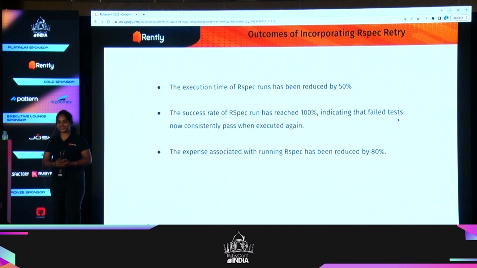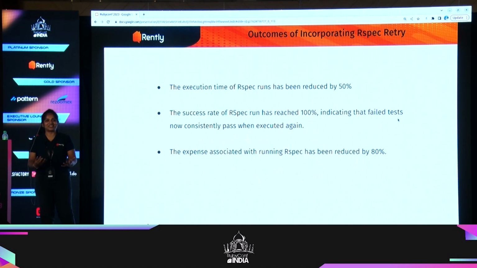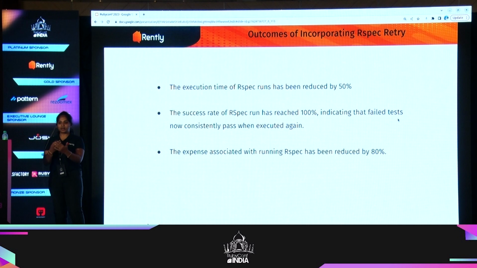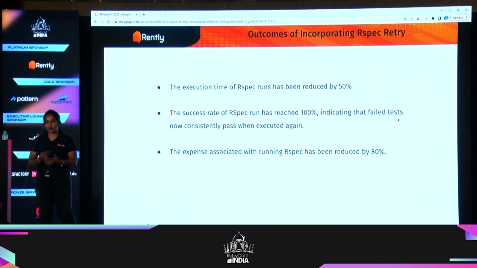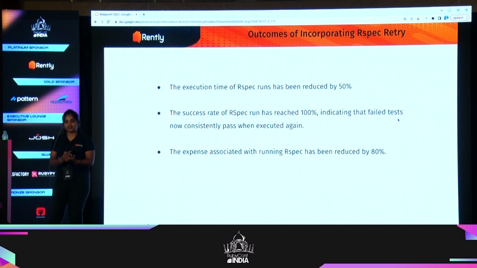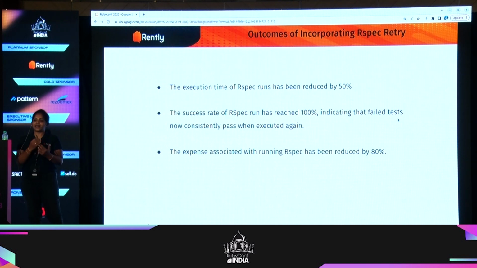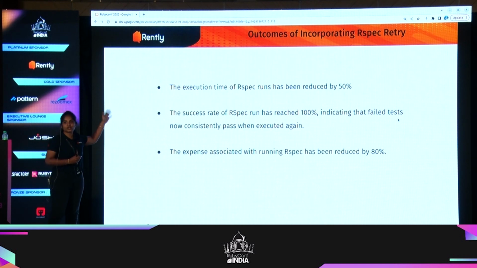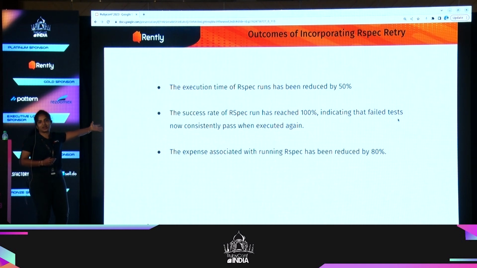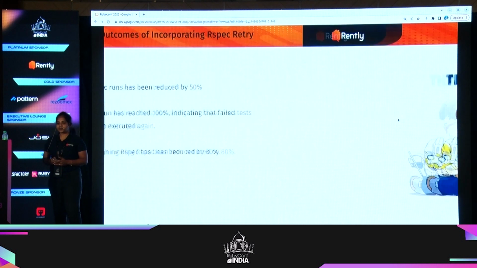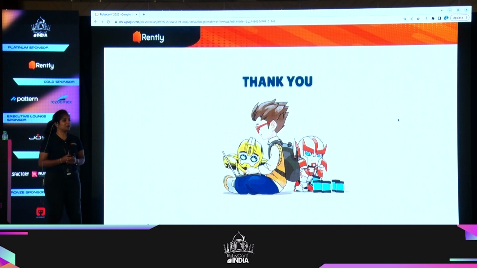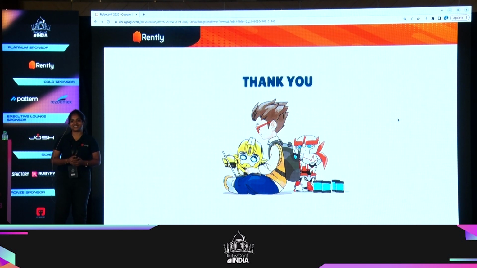I know this is a vast area, and I'm just wrapping things up. So what is the outcome we got from RSpec retry? The execution time of the RSpec run has been reduced by 50%, the success rate of RSpec also reached 100%, and the expense associated with RSpec has been reduced by 80%. These are all the outcomes we got from the Rentlely application. So with this, I'm winding up. I hope you find this helpful, and let's have happy unit testing.